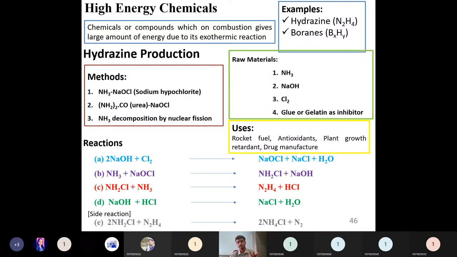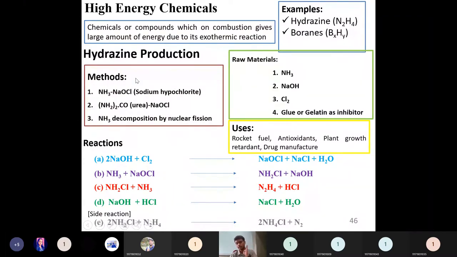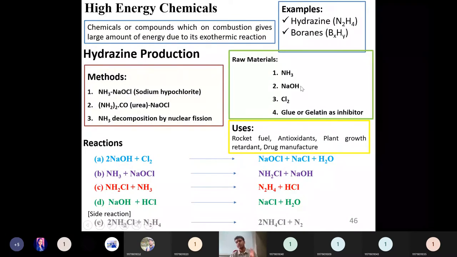Now in detail, we will see the ammonia sodium hypochlorite method. What are the raw materials required to manufacture hydrazine using this method? NH3, ammonia, is needed. To produce sodium hypochlorite, we need a basic raw material, sodium hydroxide, NaOH or caustic. Then chlorine, Cl2, is needed. Then gelatin or glue as an inhibitor, because there is a side reaction in hydrazine production. In order to suppress this side reaction, we need an inhibitor like glue or gelatin. So there are four raw materials: ammonia, caustic, chlorine, and glue or gelatin as an inhibitor to suppress the side reaction.